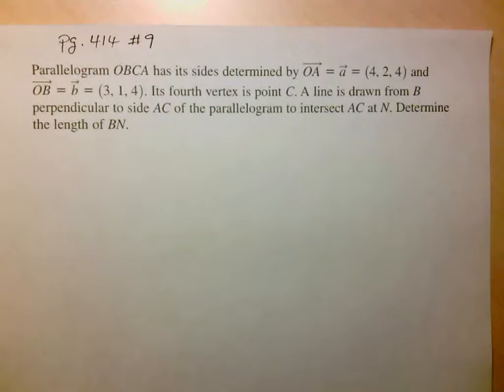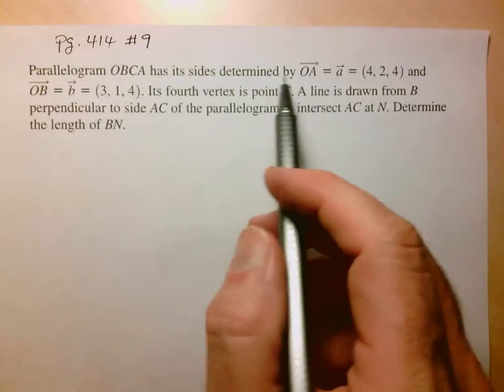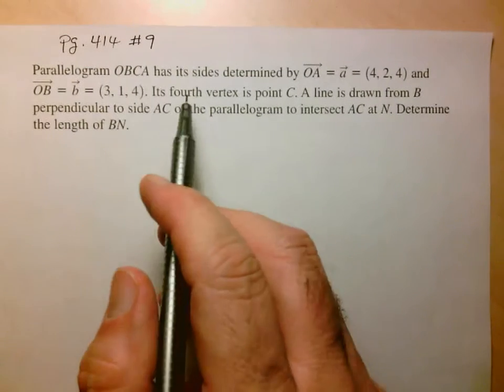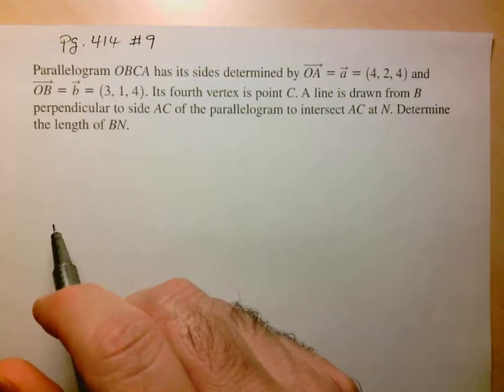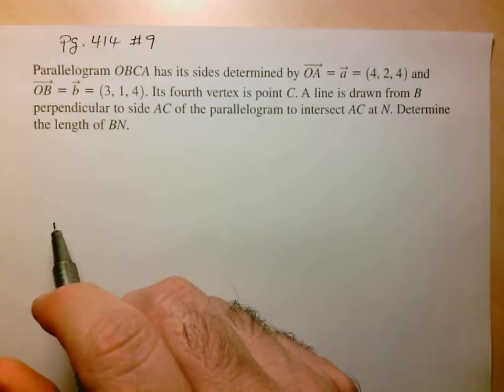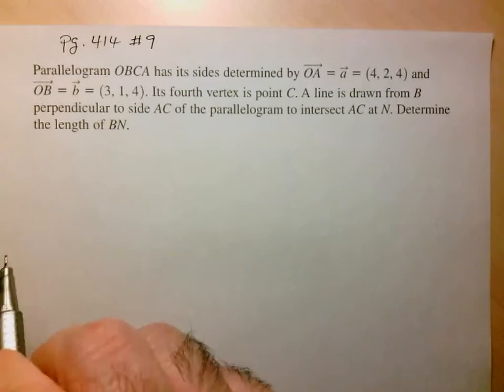Hi folks, we're going to take a look at number 9 from page 414. So here we've got a parallelogram determined by these two vectors. They give us a name for the fourth point, okay? And then, well, we're doing a lot of stuff to this parallelogram.